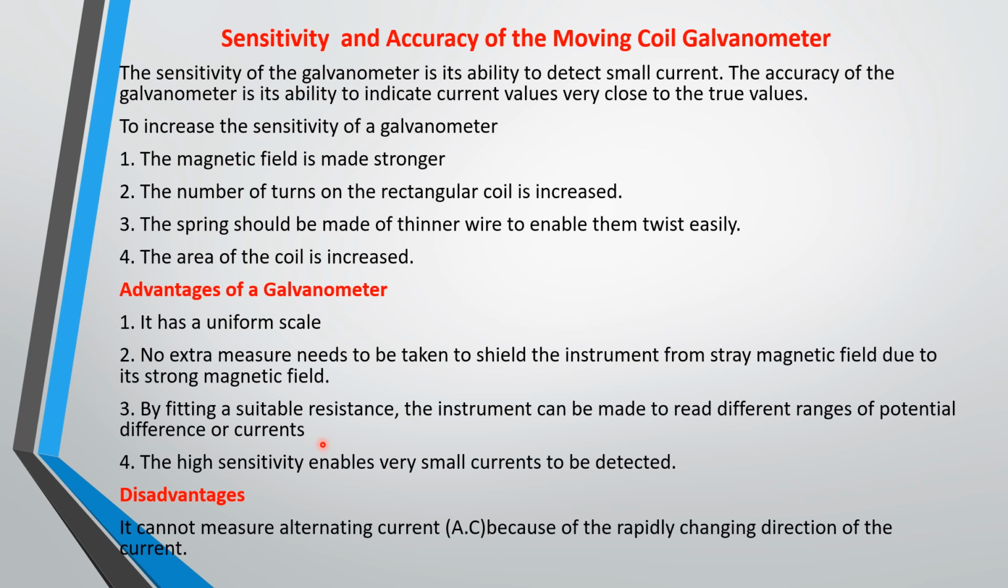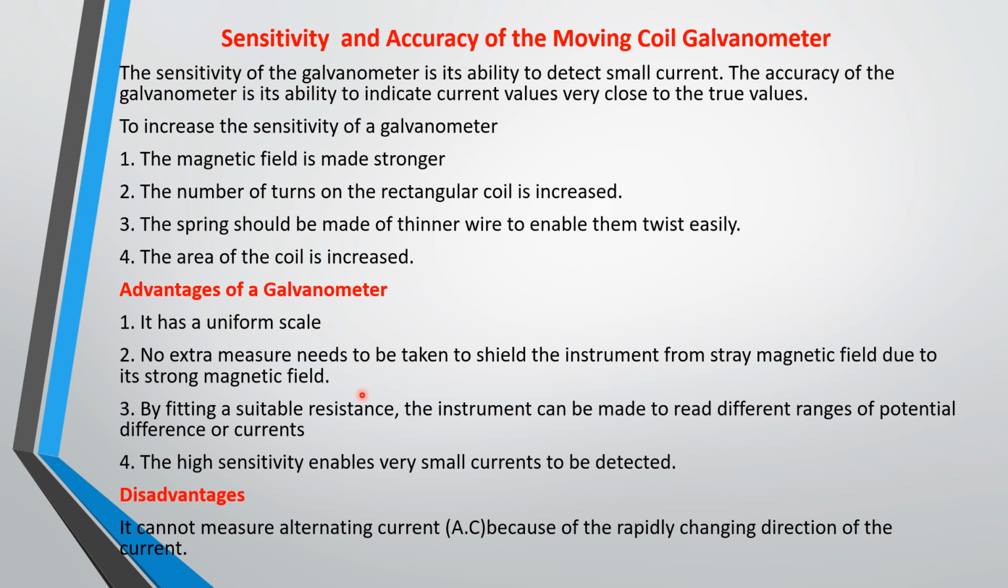You want to convert a galvanometer to an ammeter, you put what? A shunt, a low resistance shunt. Then if you want to convert it to a voltmeter, you put what? A high resistance multiplier. So the galvanometer can actually be converted to read either potential difference or current, as the case may be. The high sensitivity enables very small current to be detected.